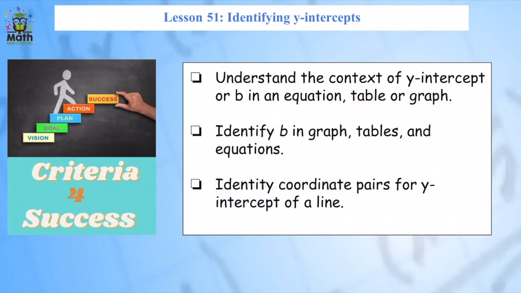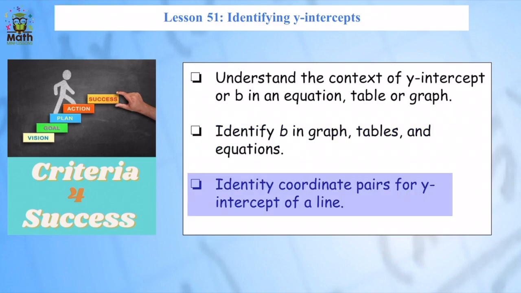Welcome to lesson 51, and in this lesson you're going to identify the y-intercepts. These are the three things that we're going to look for in your work: that you can understand the context of the y-intercept, whether it's an equation, a table, or a graph, and that you can identify it in all three different forms, and finally that you can identify the coordinate pairs for a y-intercept.